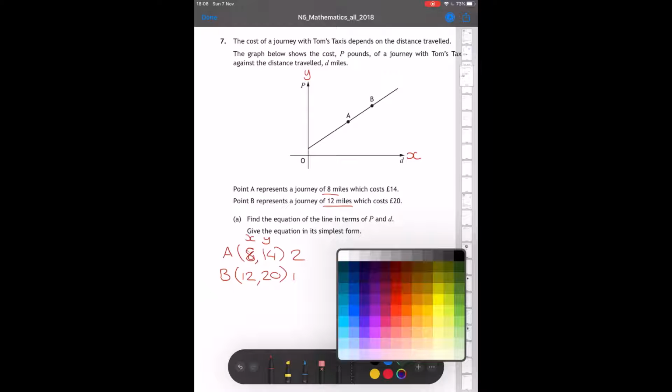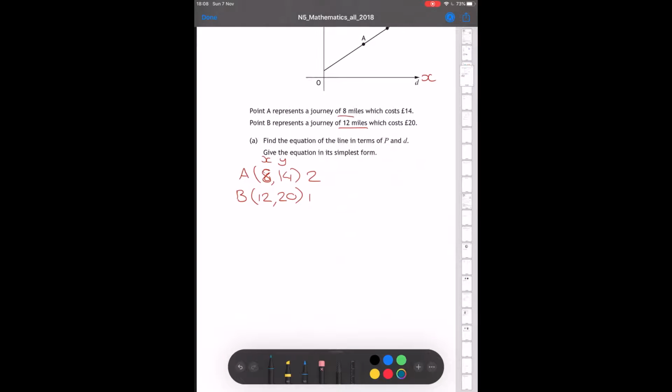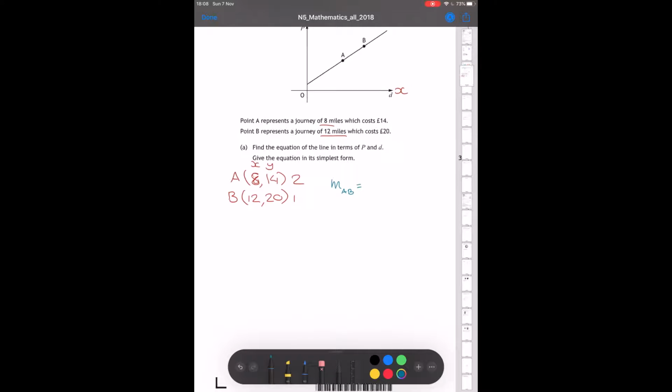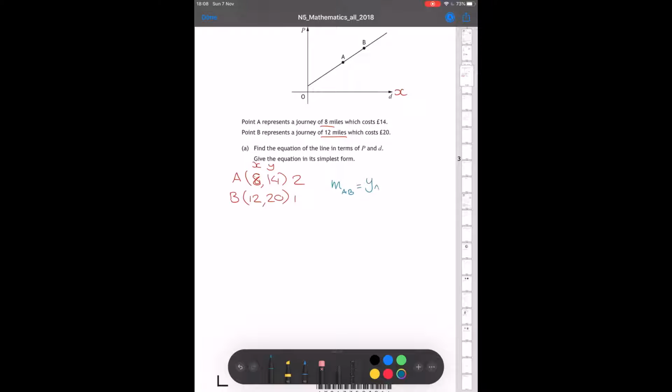So if you know where this is going, good old gradient formula. M equals, so we need to find a gradient. Then we need to use y minus b equals m bracket x minus a. And then use one of these points. So first of all, gradient. M, we're going AB, is equal to y a minus y b over x a minus x b. Let me just label these off, 1 and 2.